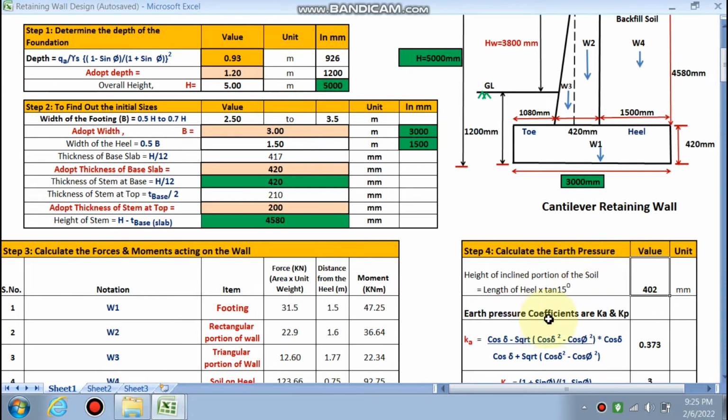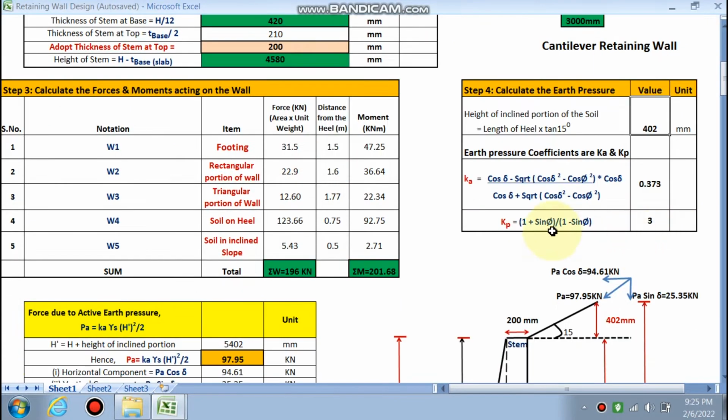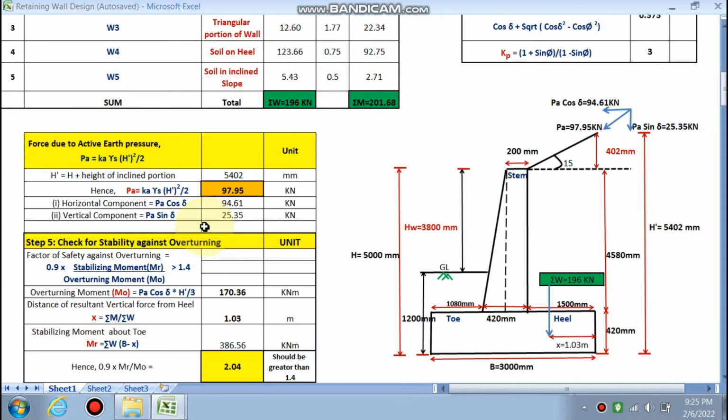Okay, then the earth pressure coefficient, the Ka coefficient, this is the formula for the coefficient. Ka is calculated as 0.373, Kp is calculated by this formula, right? The passive earth pressure coefficient. Okay, now the next step is force due to active earth pressure. Active earth pressure will be this, like Pa, right? So how do we calculate the force? You have to calculate this whole height. It has been calculated, that is h plus the height of the inclined portion. You have already calculated 402. So finally the whole height has been calculated.